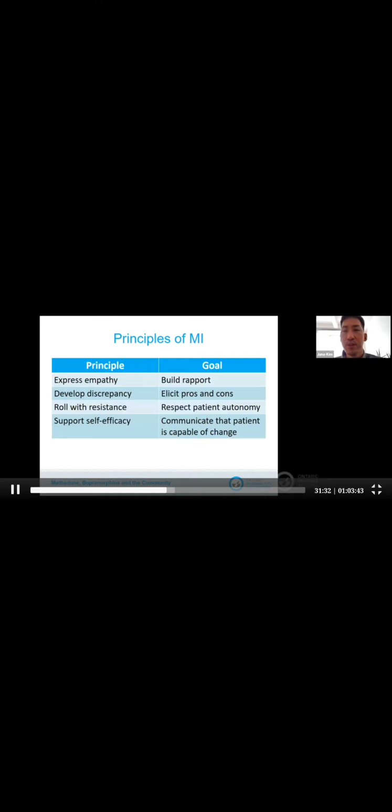So in terms of the principles of MI, principles include expressing empathy, developing discrepancy, rolling with resistance, and supporting self-efficacy. And the goals include building rapport with the patient, going over pros and cons of their decisions, respecting patient autonomy, and communicating that the patient is capable of change.